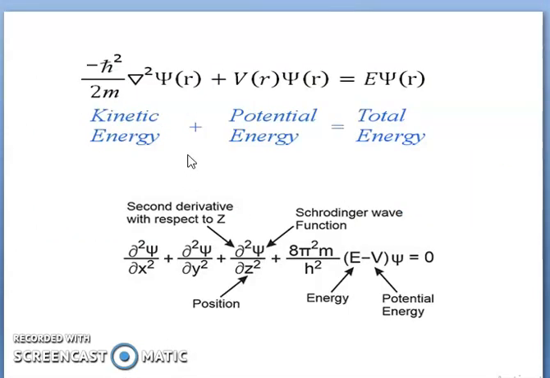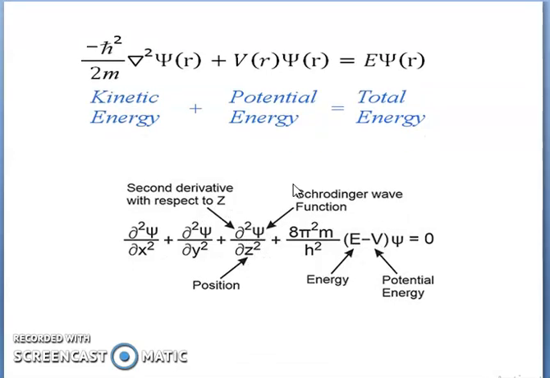You can see here the kinetic energy part, the potential energy part, and the total energy. This is the Schrodinger equation: ∂²ψ/∂x² plus ∂²ψ/∂y² plus ∂²ψ/∂z² plus 8π²m/h² (E minus V) ψ equals 0. This is the Schrodinger derivative with respect to the position. You can see the Schrodinger wave function, energy and potential.